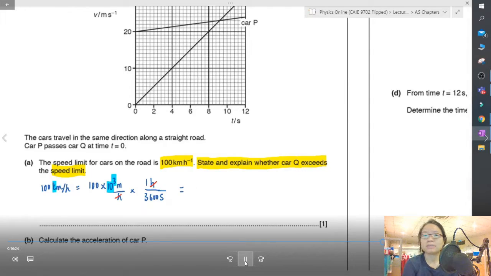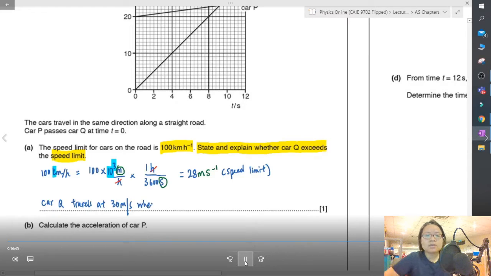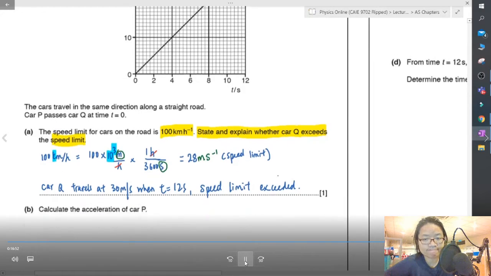Okay, so this is meter per second. We can now click your calculator, and I think this is 28. Alright, 28 meter per second. So you can check from the graph above that car Q, this is the speed limit by the way, travels at 30. So car Q, traveling at 30 meters per second, has exceeded the speed limit when t is equal to 12 seconds. So the speed limit is exceeded.